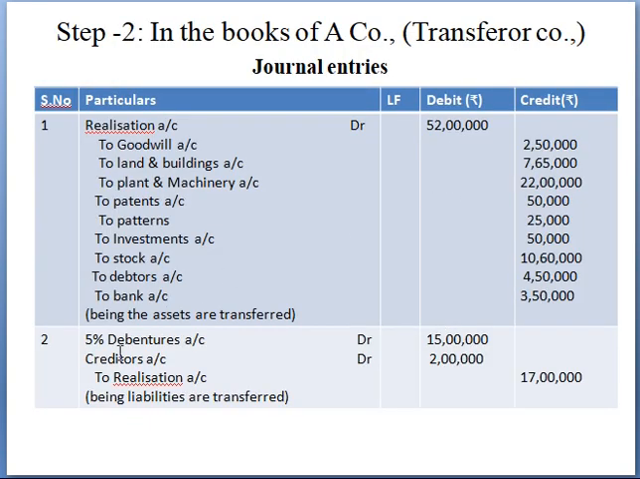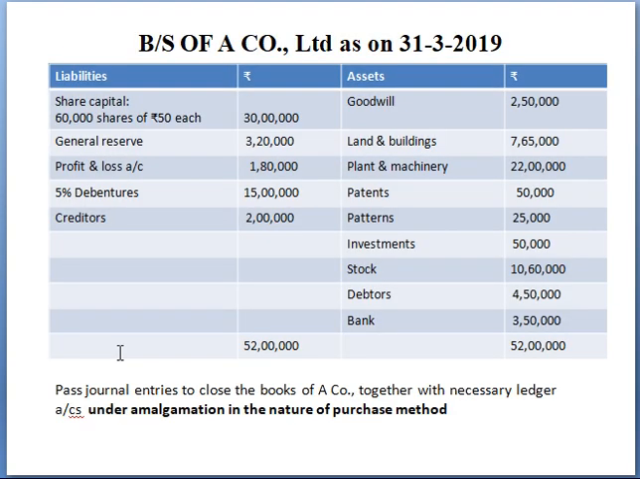And your second one is transfer of liabilities. And see, what are the liabilities? This is a problem under the nature of purchase method, so only the outsiders' liabilities are to be considered. If it is a nature of merger method, even the reserves and surplus also will be taken over. So in the case of purchase, you have to consider only the outsiders' liability.